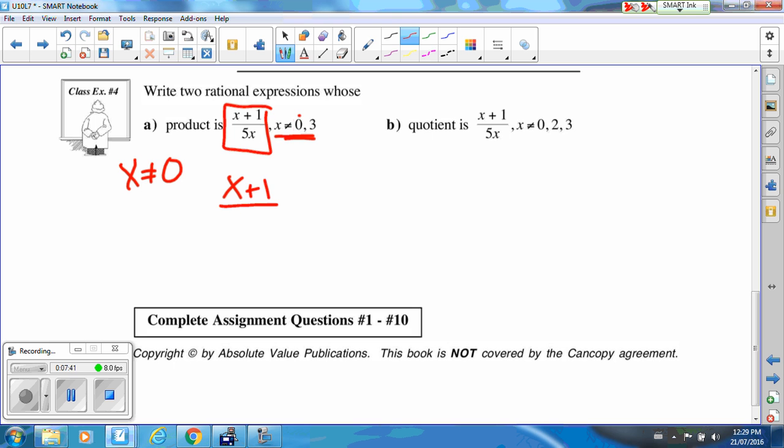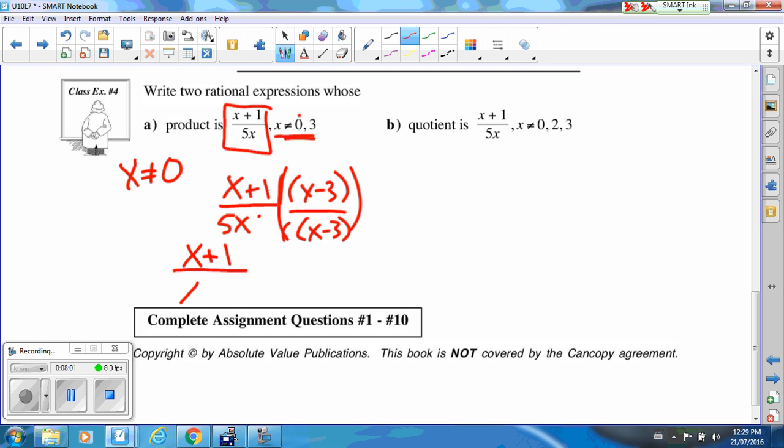So I could do this, (x minus 3) and (x minus 3). Now that's okay, but this is really multiplying by 1. You could go, why would you multiply by that? So I can actually switch it up to go (x + 1) over (x minus 3) times (x minus 3) over 5x. And I could write it that way, too. Either of those things works.